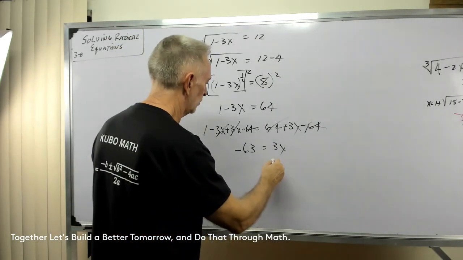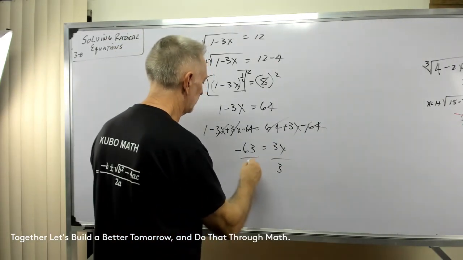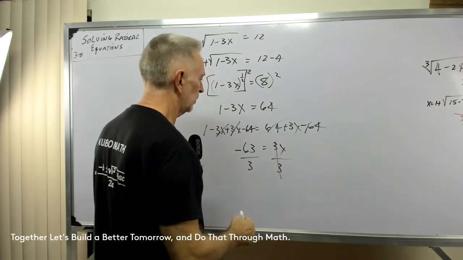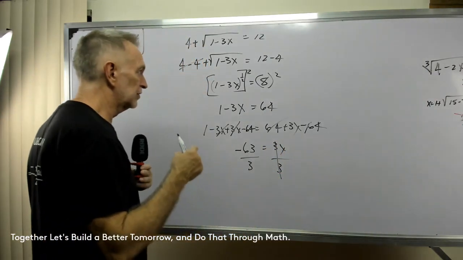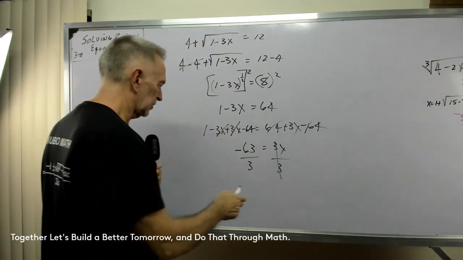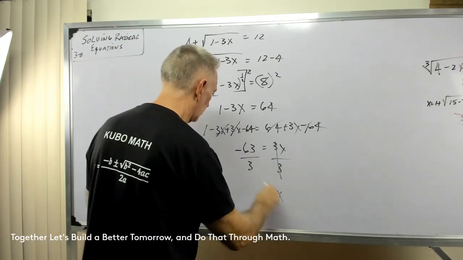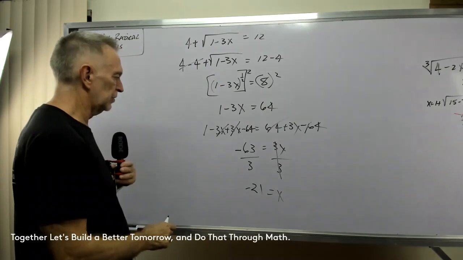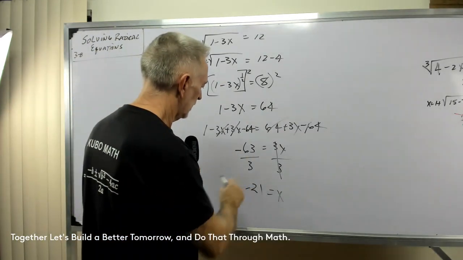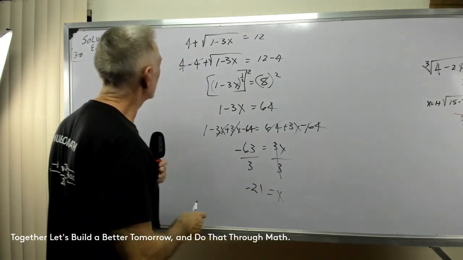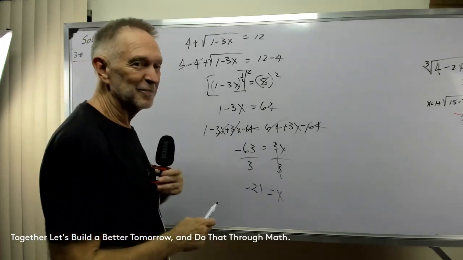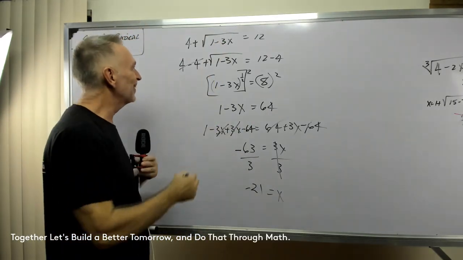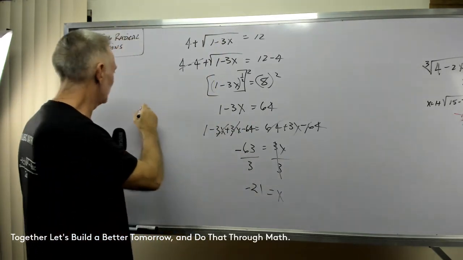Okay, so if I divide both sides by 3, 3 divided by 3 is 1. 1 times x is x. So x equals negative 21. Negative 63 divided by 3 is negative 21. Well, that seems like a weird number. Let's plug that back in and see what happens here.